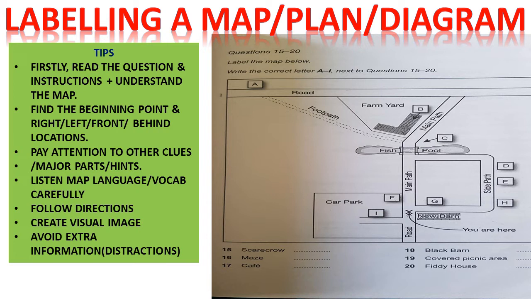car park, and there are two locations in the car park. One is near the main path and in the corner of the car park, and another is near the road that enters the car park. See on your right, the new barn. There is a side path having three locations outside and one inside, which is actually opposite the new barn.